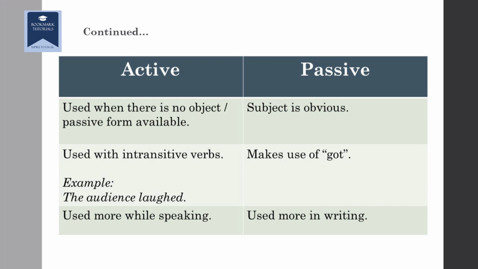The passive voice makes use of got. Like in the earlier example, my coffee mug got broken. Or when we say I got hacked, my car got damaged, or my shirt got stolen. This mostly happens in informal speech.